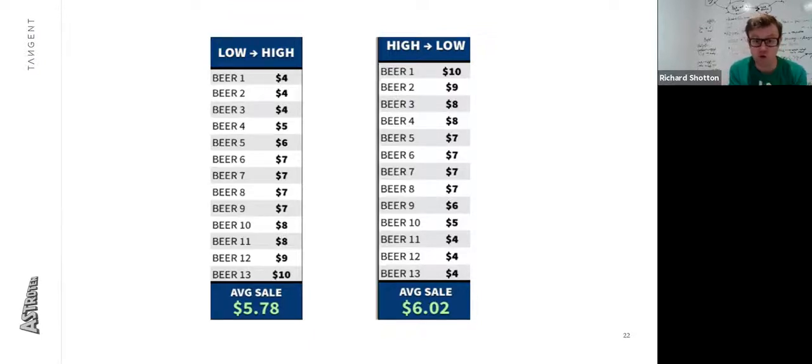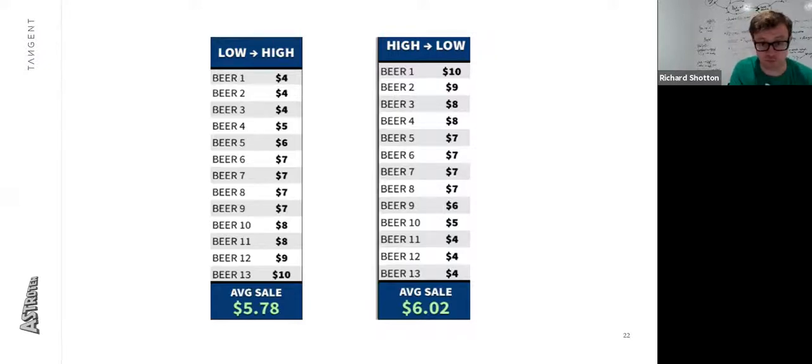Now, it's not a huge shift, but it is a statistically significant one, and it is an extra 24 cents on a beer. And what's interesting for marketers is there's absolutely no cost in doing this. You've got to order your menu one way or the other, so you might as well order it in a way that best taps into behavioural science.